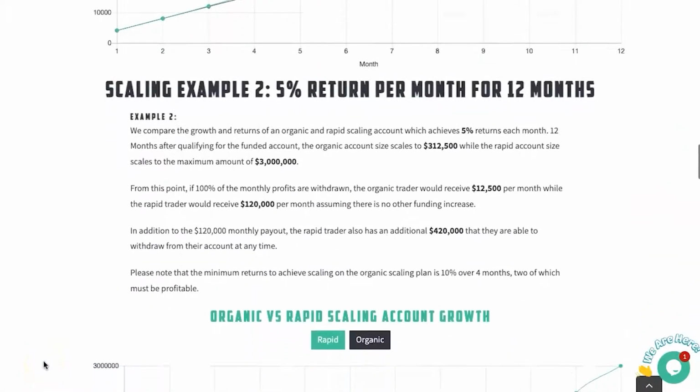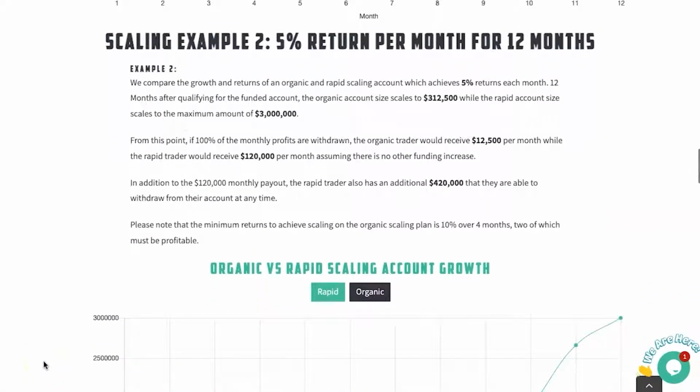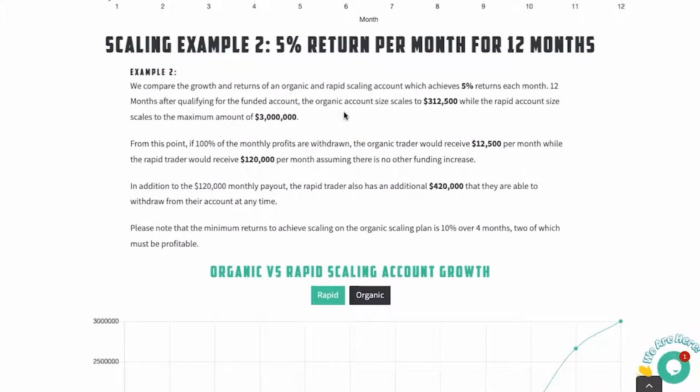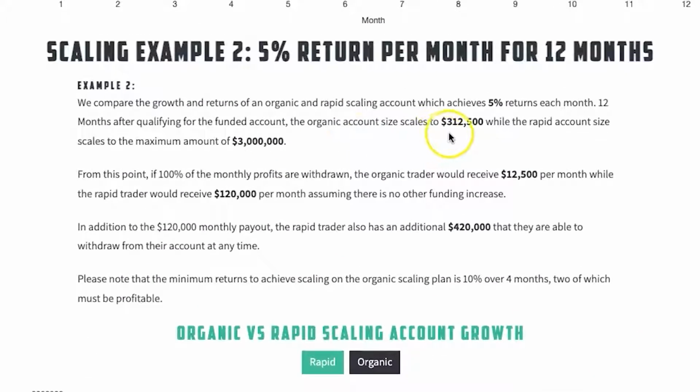If we scroll down, you'll see there's another example there. The only difference with this example is that instead of making 2.5% per month, you're making 5% per month for 12 months. Same starting balance of 200,000. Keep in mind, the organic account size scales to the same $312,500 because it doesn't matter what return you make over the 10% per 4 months, it's still going to end up being the same account size.